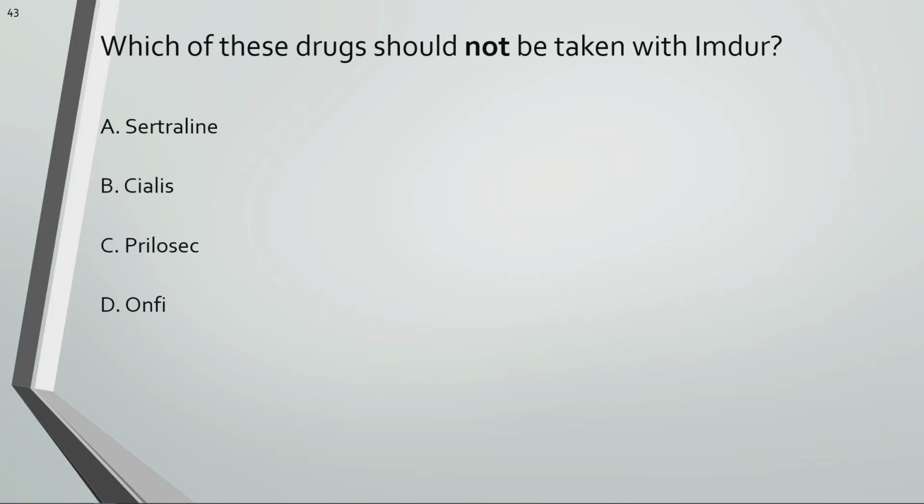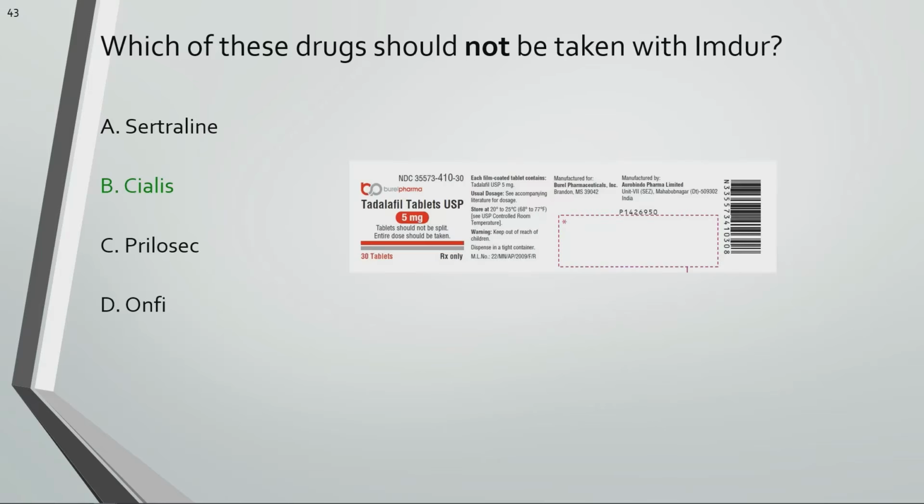Which of these drugs should not be taken with Imdur? Cialis or tadalafil should not be taken with Imdur or isosorbide. Isosorbide is classified as a nitrate, which can cause hypotension. PDE5 inhibitors such as sildenafil and tadalafil also cause hypotension. If both drugs are taken together, there is a significant risk of severe hypotension.